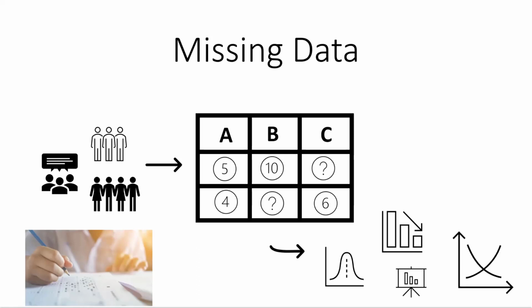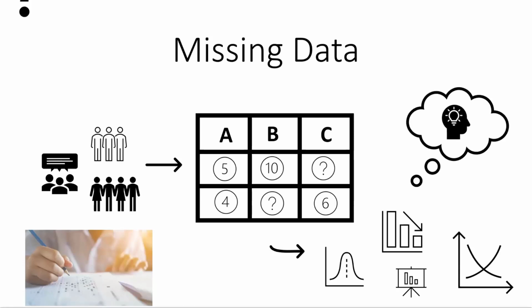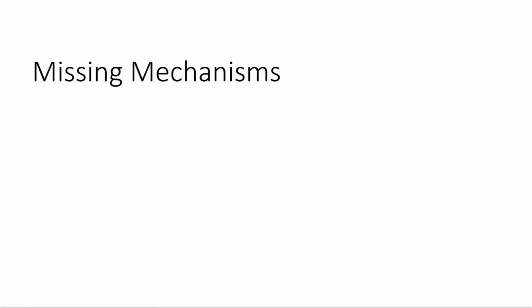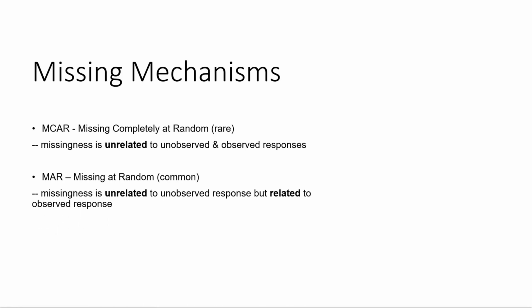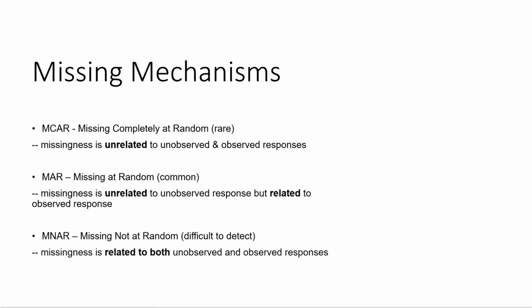Missing data not only reduce overall statistical power and precision, but can lead to biased inferences in subsequent data analysis. So dealing with missing data is quite important for social scientific data analysis. Based on the reasons of why values are missing, there are three missing mechanisms. Missing completely at random: the missingness is unrelated to unobserved and observed responses. Missing at random: missingness is unrelated to unobserved response, but related to observed response. And missing not at random: missingness is related to both unobserved and observed response.